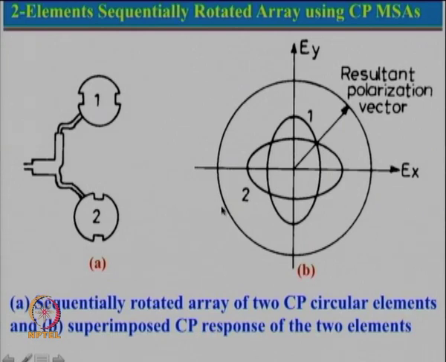Now, let us just go in between. So, in between that frequency increases. So, in between, as frequency increases, this is nothing but a circularly polarized antenna. This is also a circularly polarized antenna, which will give rise to a circularly polarized component.